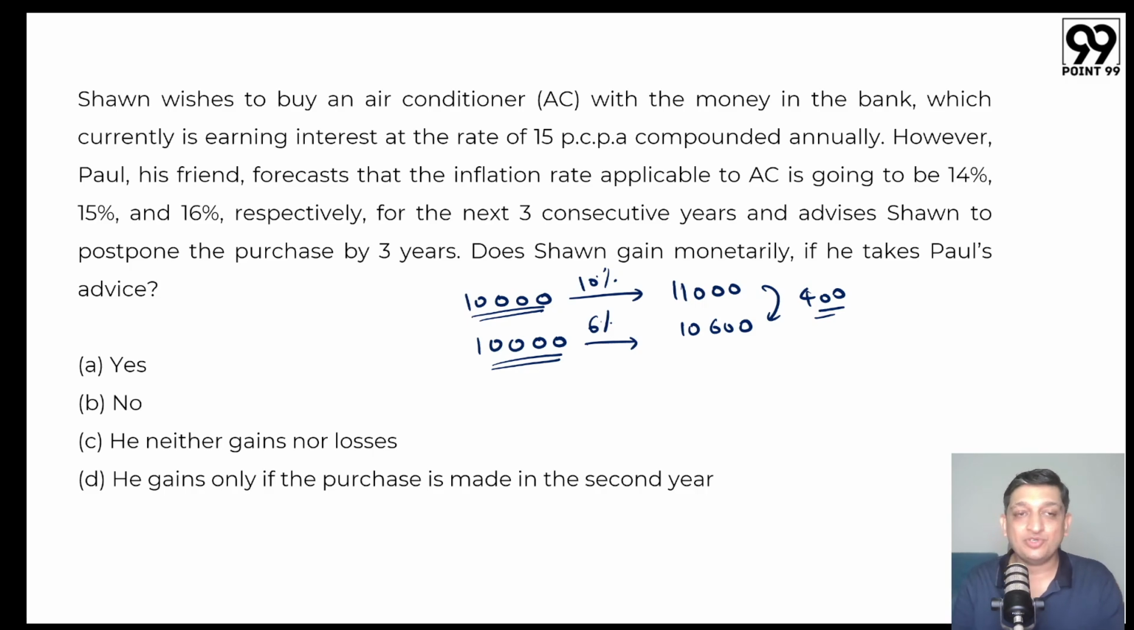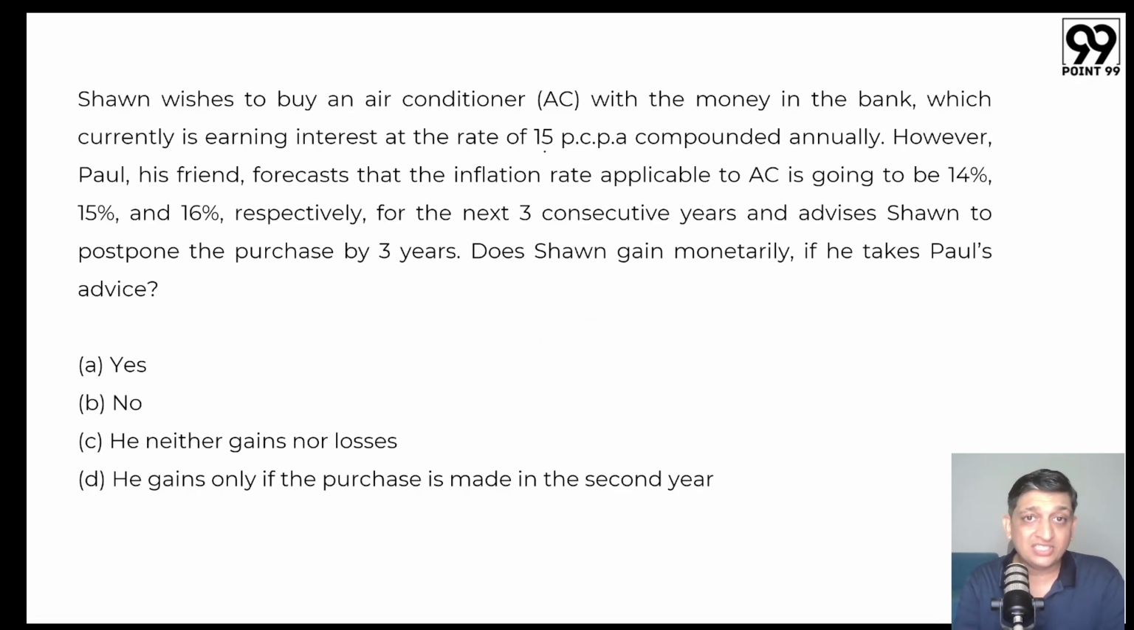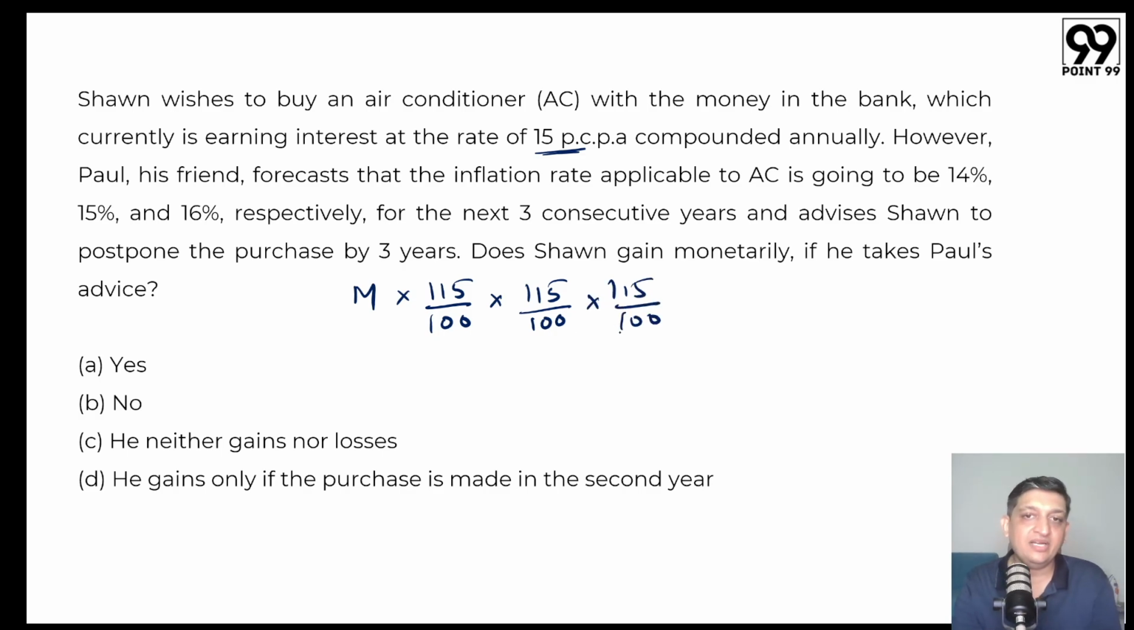Now let's see if it makes sense or not. So what is happening in case of the first individual? In the first scenario, let's say 15% per annum is the rate of interest. So let's say Sean has M amount with him. Now what will happen is, in the next year it will become 115 by 100, because it will increase by 15% per annum. In the next year it is again going to become 115 by 100 of itself, multiplied by 1.15. After 3 years it is going to be multiplied again by 115 by 100. So this is the potential value or return that I am going to get.